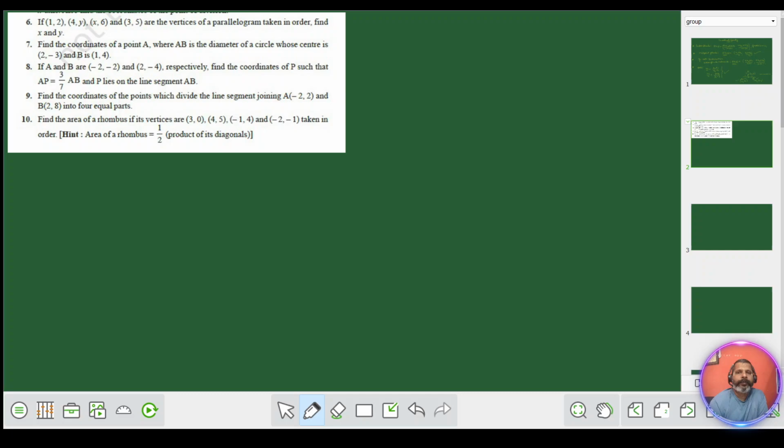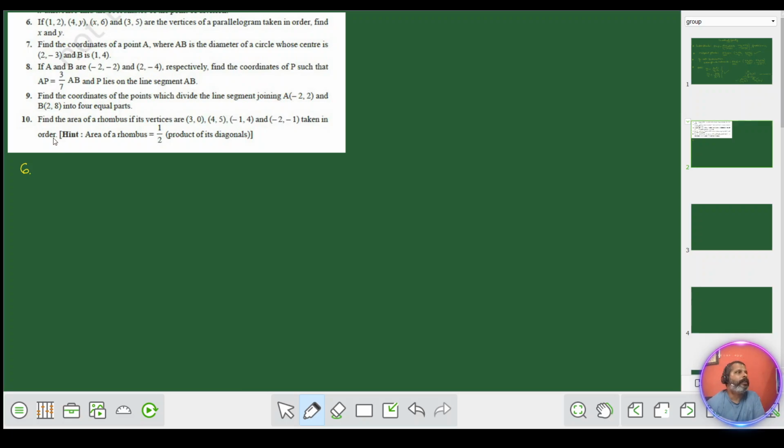Hello students, in this class we will see the second exercise of coordinate geometry. In the second exercise we are using the section formula and midpoint formula. Let's see the sixth question.